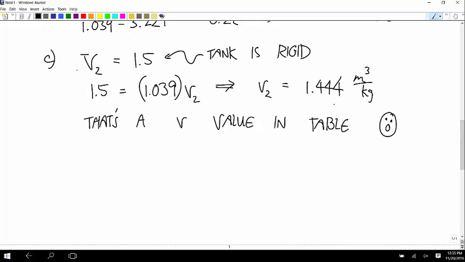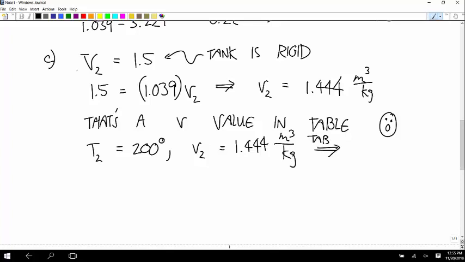And so then you can sort of do a reverse lookup of the pressure, the temperature. Let's see. Yeah, that T2 is 200 degrees Celsius. V2 is 1.444. And so you can use the table and just find the pressure that has that value, and you get that pressure is 1.5 bar.